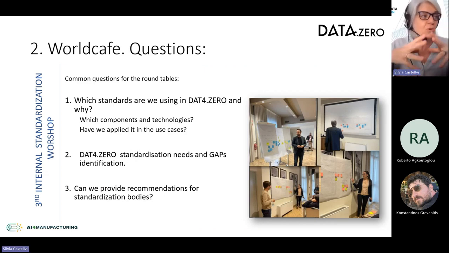I can share with you how we structured the workshop because it could be a best practice for other projects. We used World Cafe dynamization workshops, which I thought worked quite well for the purpose of the meeting.